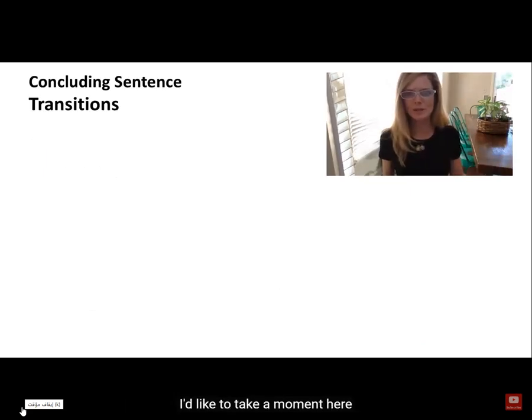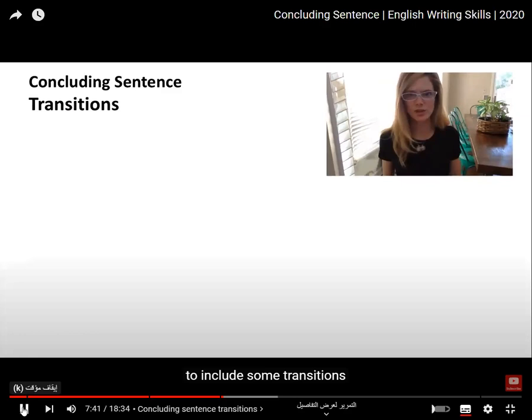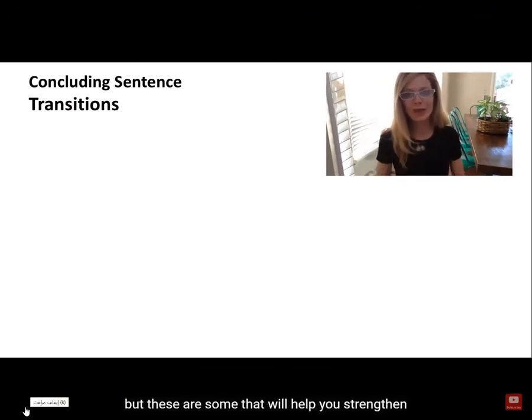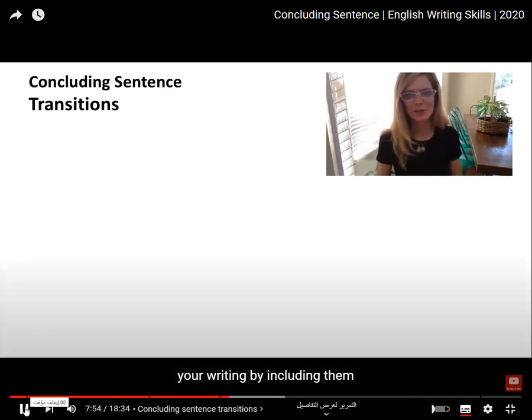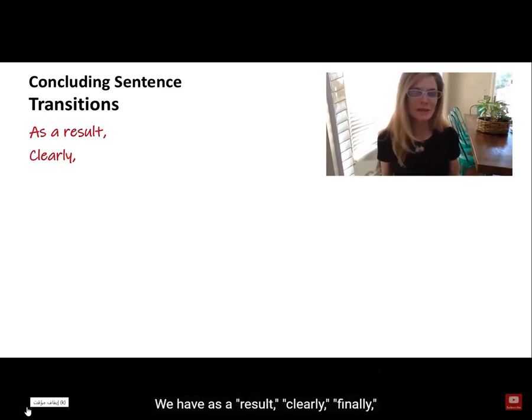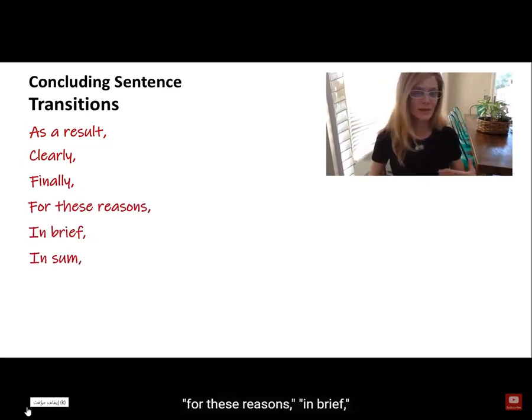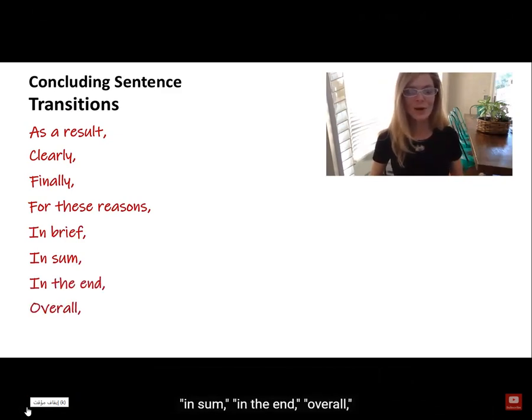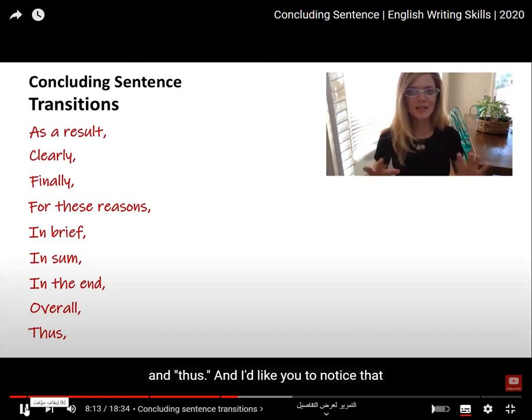I'd like to take a moment here to include some transitions for a concluding sentence. Conclusion transitions. These are not all of them, but these are some that will help you strengthen your writing by including them in your concluding sentence. We have as a result, clearly, finally, for these reasons, in brief, in sum, in the end, overall, and thus. So here, Yusuf, we have some concluding sentence transitions, some transition words I use to end my paragraph.